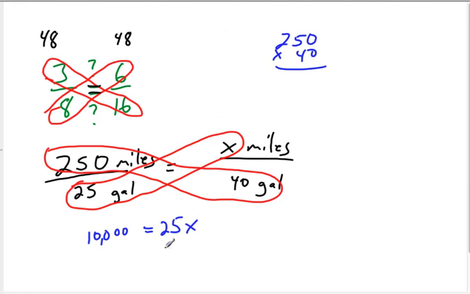And so once we solve for x, we will know what the answer is, right? What x equals. So 10,000 divided by 25 is going to be, what, 400? Yep. So x equals 400. Let's see if that makes sense. 250 miles using 25 gallons, 400 miles using 40 gallons. I think that makes a lot of sense. So how many miles? 400 miles.